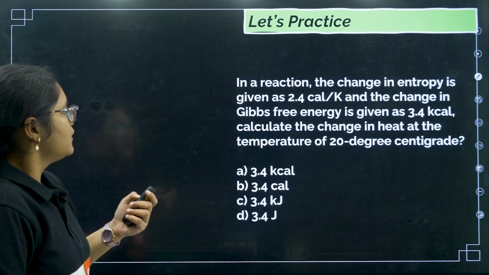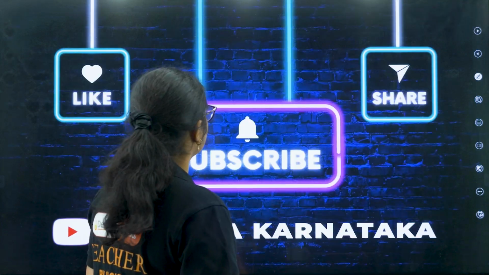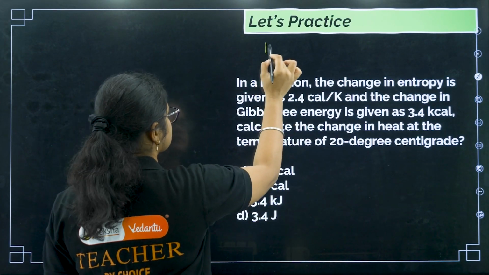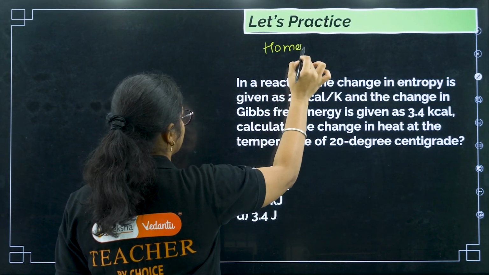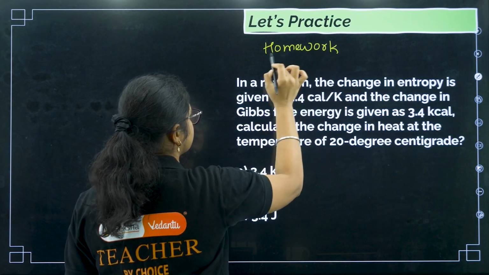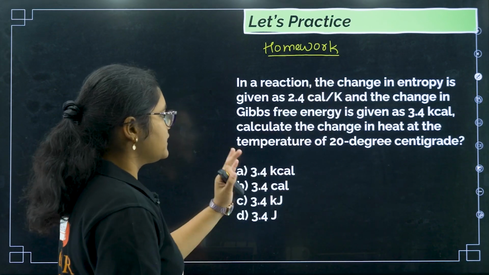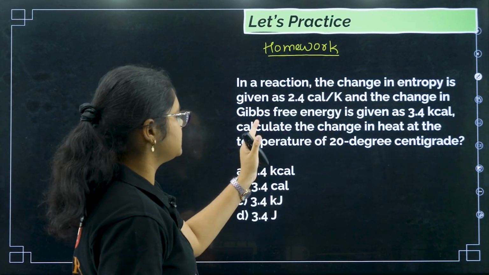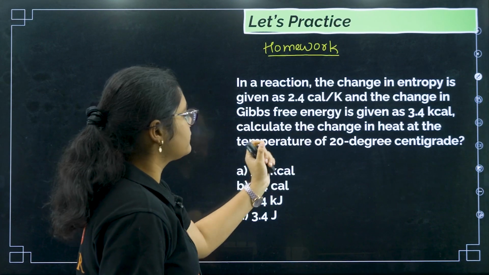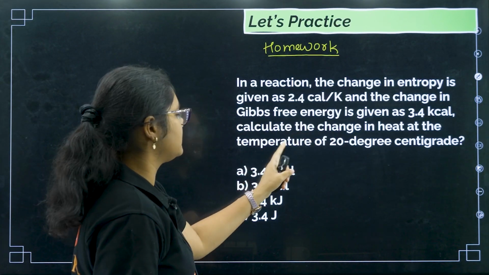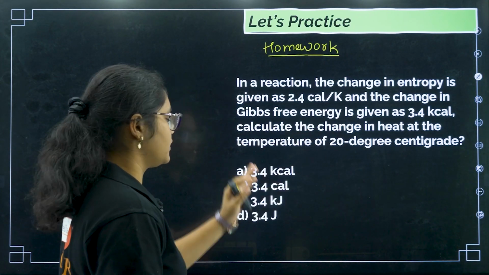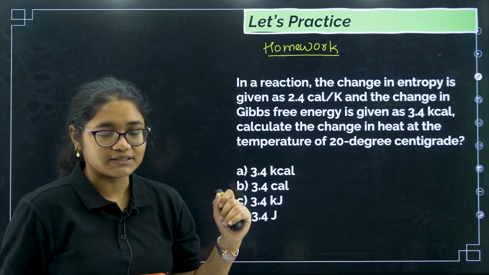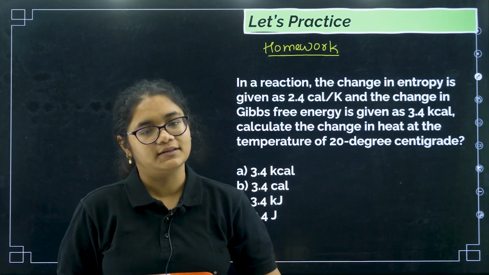Fine. One more question here. This is the homework question. You need to do this question and I will be telling you the answer for this in the next class. So in a reaction, the change in entropy is given, the change in Gibbs free energy is given, calculate the change in heat at the temperature of 20 degrees centigrade. You need to calculate this. Try this question and put your answer in the comment section.